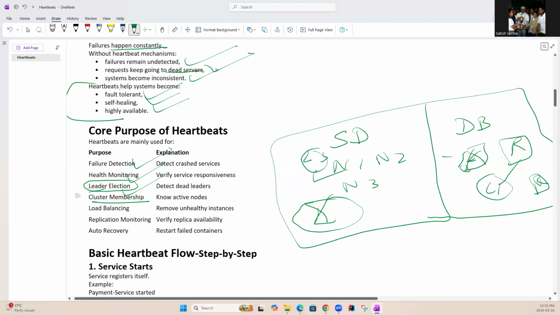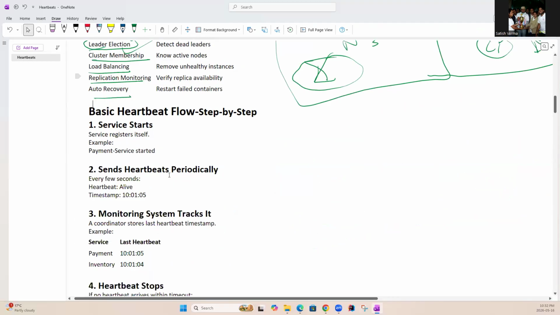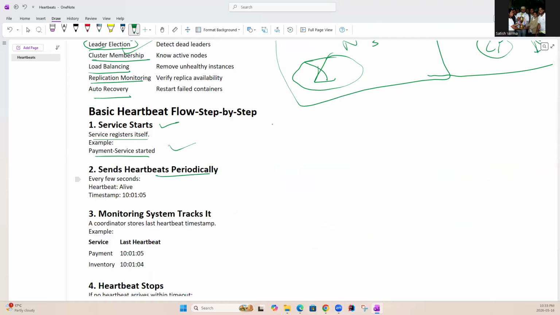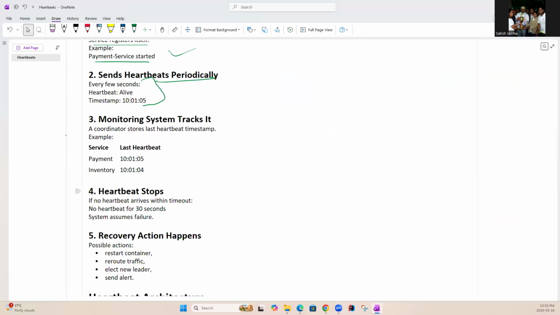Cluster membership, load balancing, replica monitoring, auto recovery. Now, basic heartbeat flow, step by step. First of all, the service registers itself, just as the service starts. Second step, it sends heartbeats periodically. Then the third step is the monitoring system tracks it.